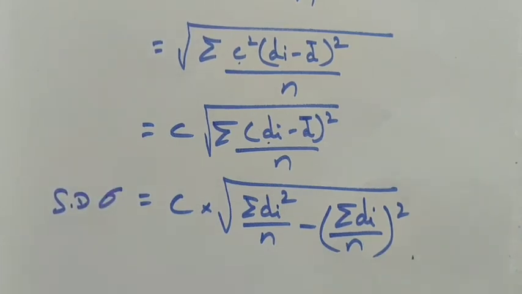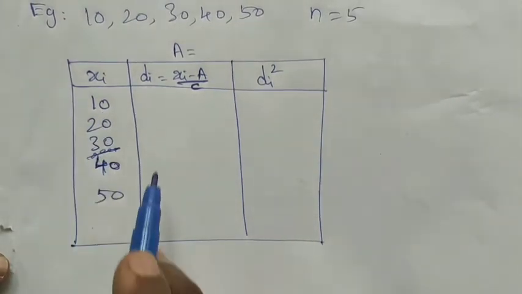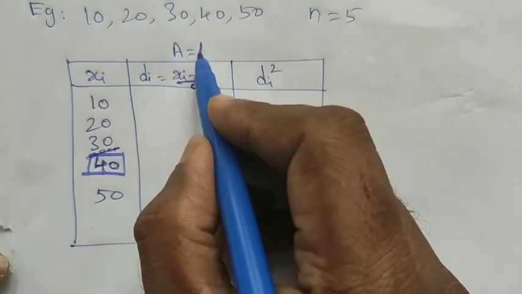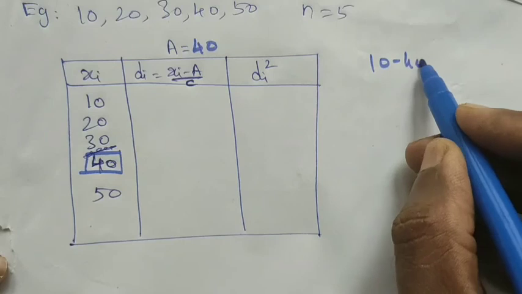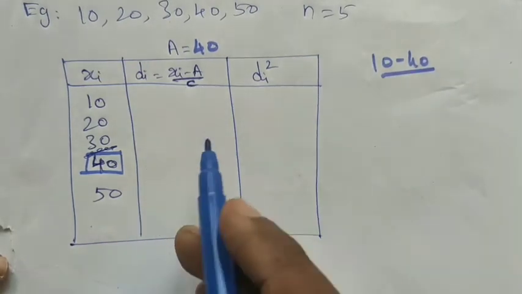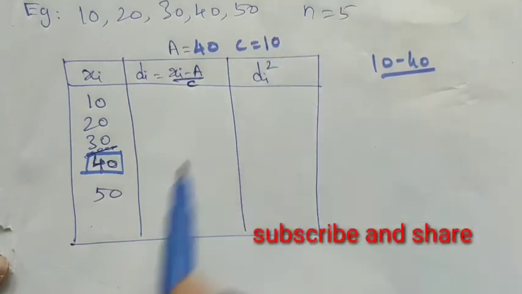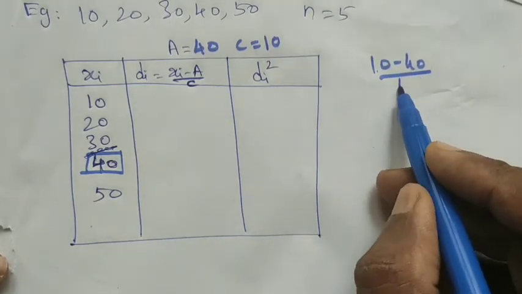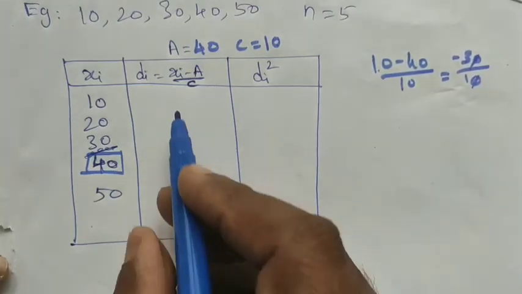Let's see the example. Here I take the same example 10, 20, 30, 40, 50. Here the assumed value may be 40. So 10 minus 40 divided by C. C can be the same class interval, the common divisor. Let me take it as 10. C is 10. So 10 minus 40 divided by 10 is equal to, if you subtract, we get minus 30 divided by 10. So we get minus 3.